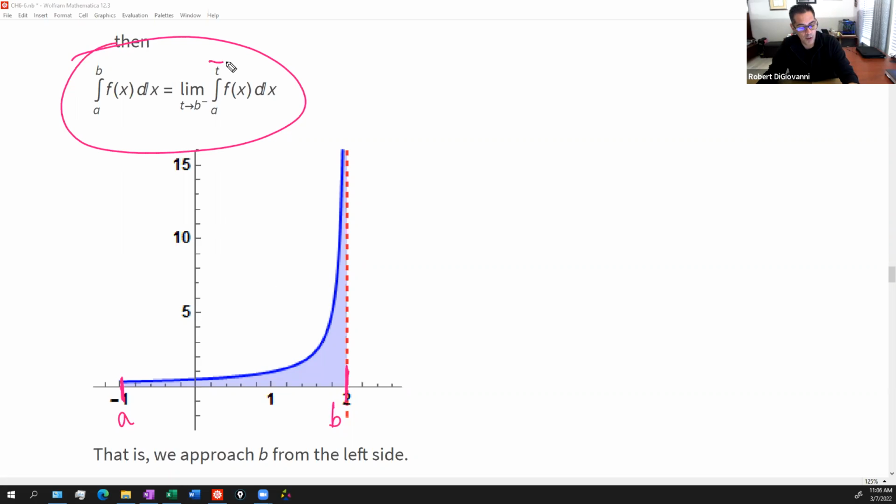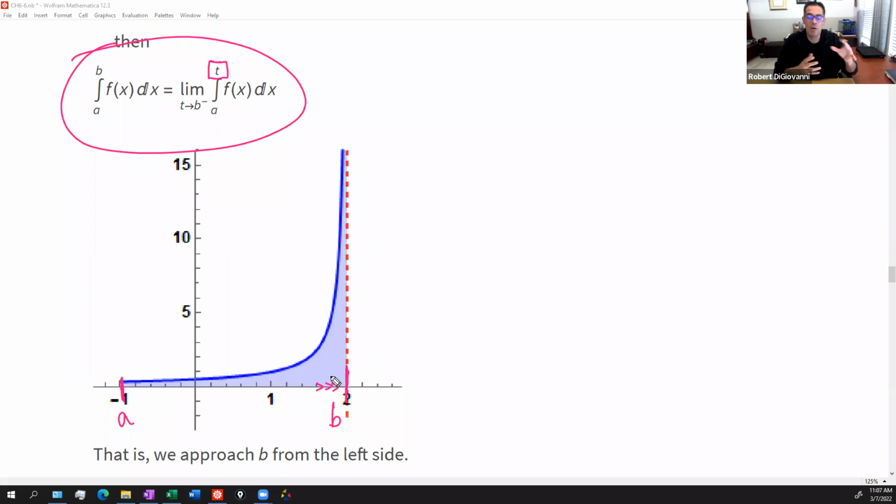So we're going to replace the B with T, and we're going to do a limit, and we're going to let T approach B with the little negative sign. That little negative sign means from the left. So we're going to be taking this limit as T approaches B from the left-hand side. All right, that's how we're going to do it.